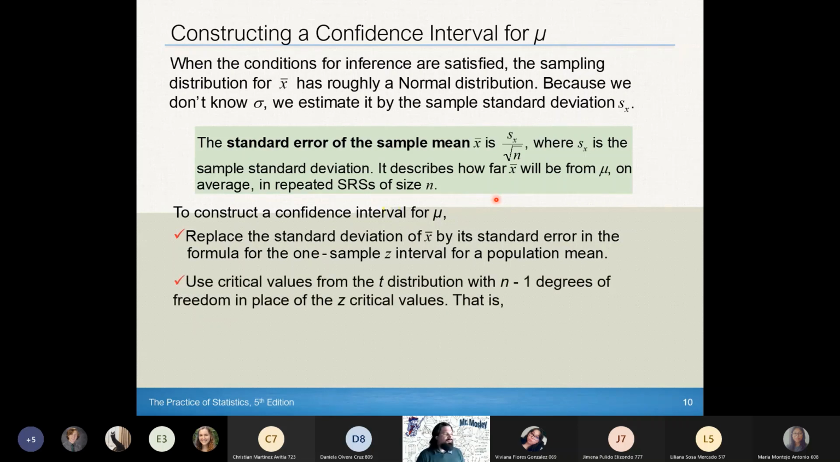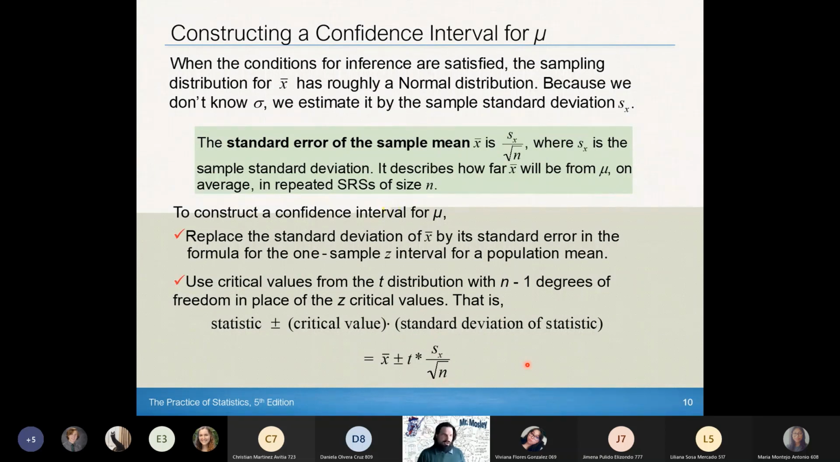Use critical values from the t distribution with n minus 1 degrees of freedom in place of the z critical values. And we get this, the same format that we used for proportions: statistic plus or minus critical value times standard deviation of statistic, and we replace all the things. The statistic we're using is x bar, the critical value is t star, and the standard deviation of the statistic is replaced with the standard error, which is s sub x divided by square root of n.